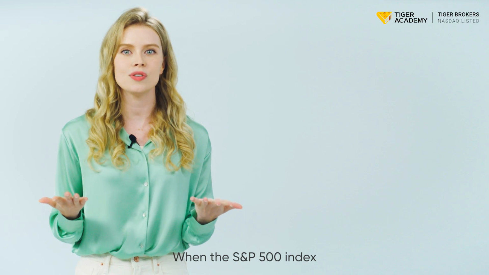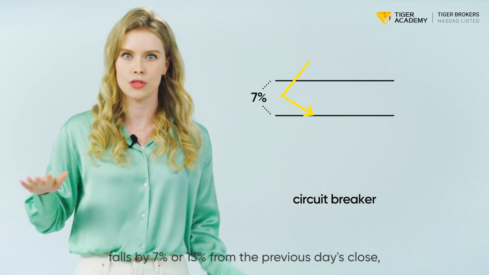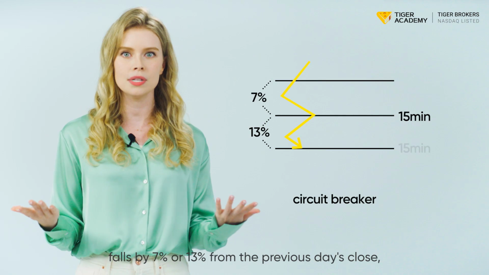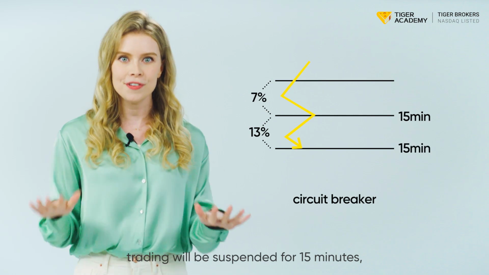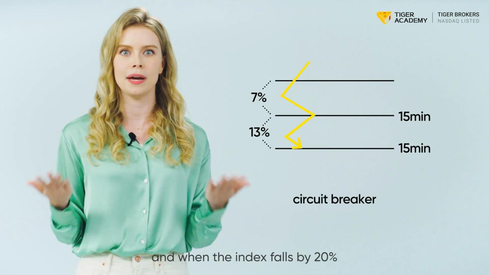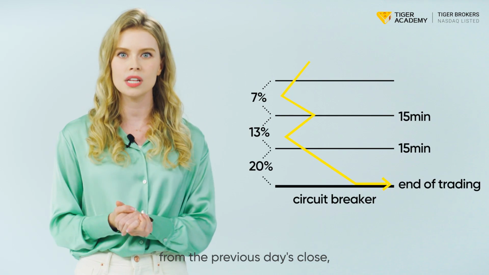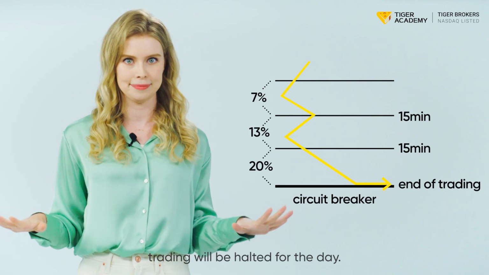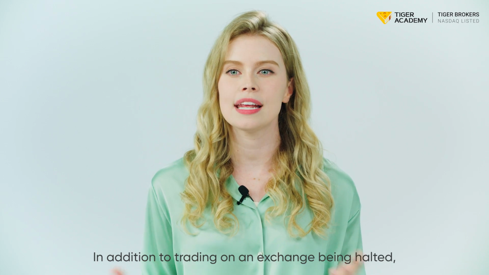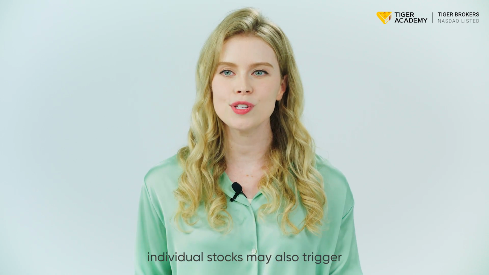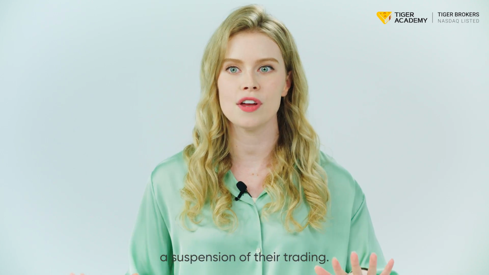When the S&P 500 index falls by 7% or 13% from the previous day's close, trading will be suspended for 15 minutes, and when the index falls by 20% from the previous day's close, trading will be halted for the day. In addition to trading on an exchange being halted, individual stocks may also trigger a suspension of their trading.